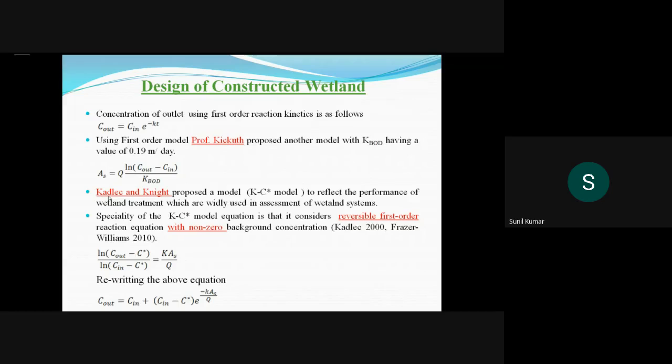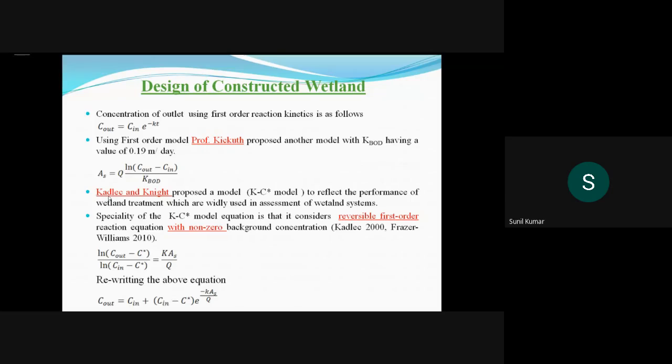Surface area is derived based on this. What is the inflow characteristic of the sewage? What are the outflow characteristics? Based on the inflow BOD and outflow BOD, the surface area is arrived at using this formula.